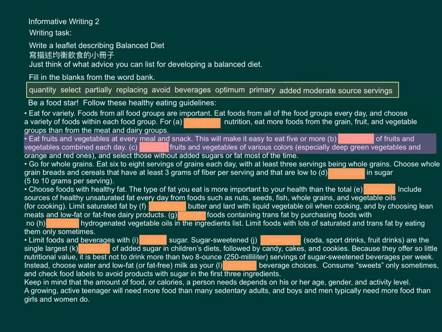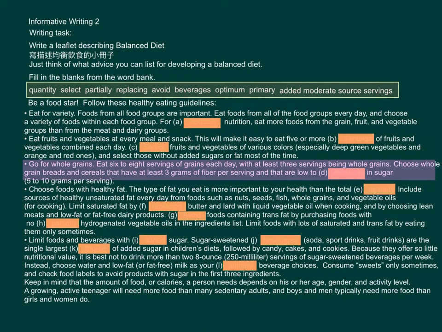Eat fruits and vegetables at every meal and snack. This will make it easy to eat 5 or more B of fruits and vegetables combined each day. C. Fruits and vegetables of various colors, especially deep green vegetables and orange and red ones. And select those without added sugars or fat most of the time.